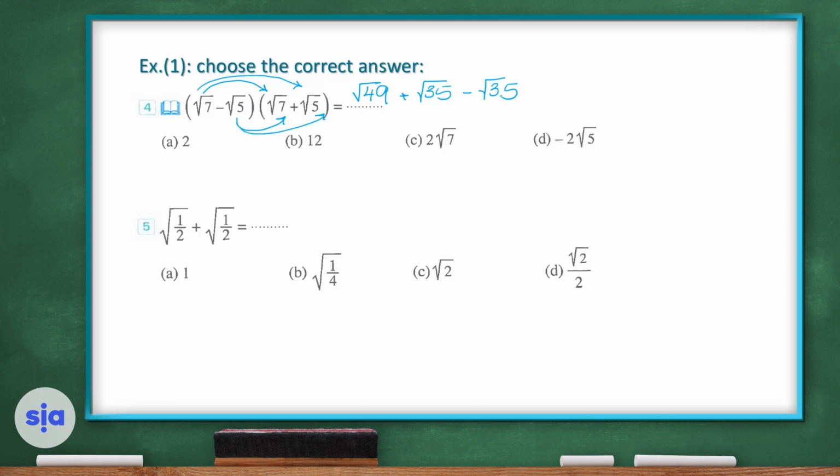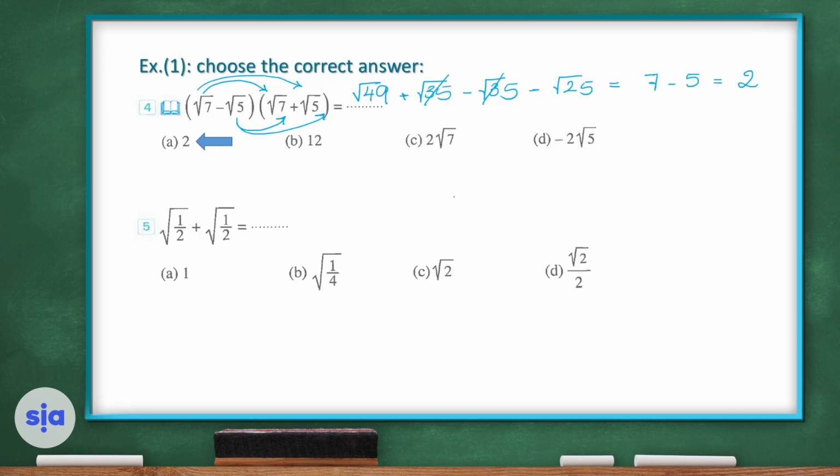negative root 5 times root 5 is minus root 25. These two are crossed out together. Then root 49 is 7, minus root 25 is 5. Then it's 7 minus 5, which is 2. So the right answer for question 4 is choice A.